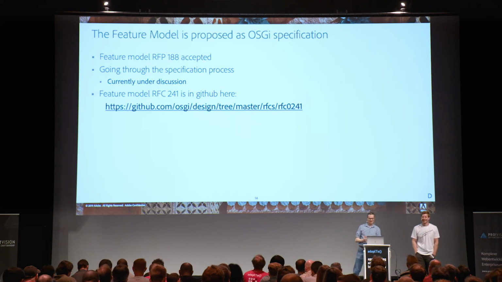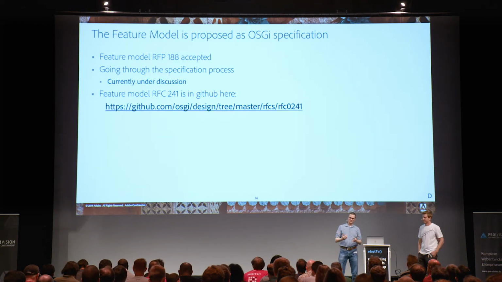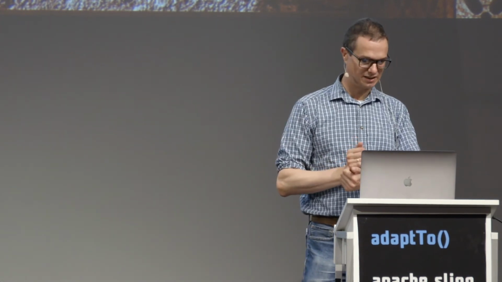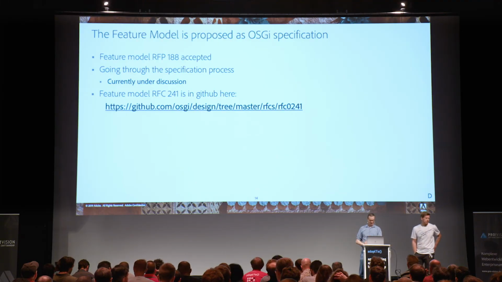Okay, so really quickly, we're proposing the feature model as a specification in the OSGi Alliance. Obviously, a lot of the work is done in Sling, but similar projects have done similar things in other communities, like Karl has something, Eclipse has something, companies have something. We hope that the feature model becomes a portable exchange format that can control all of these technologies. So the RFP in OSGi has been accepted. Currently, the RFC is in progress, under discussion, and the link is here.